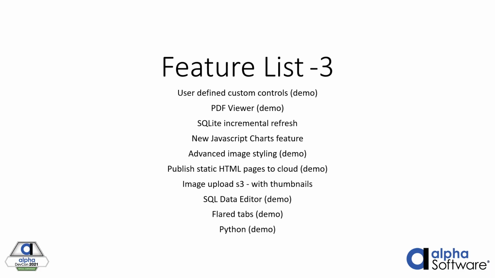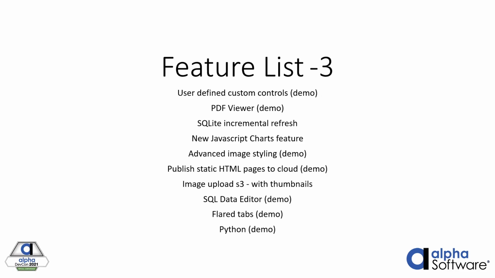The way that actually works behind the scenes is that you first upload the data to the Alpha server, the thumbnails are created there, and then the image is uploaded to S3 with the thumbnails. We added a new SQL data editor, which allows you to edit the data in any SQL table directly from within the Alpha IDE. We'll be demoing that, and then we're going to be demoing flared tabs, which is a new styling option for tabs and tab bands. And then we're going to be talking a little bit about Python integration.